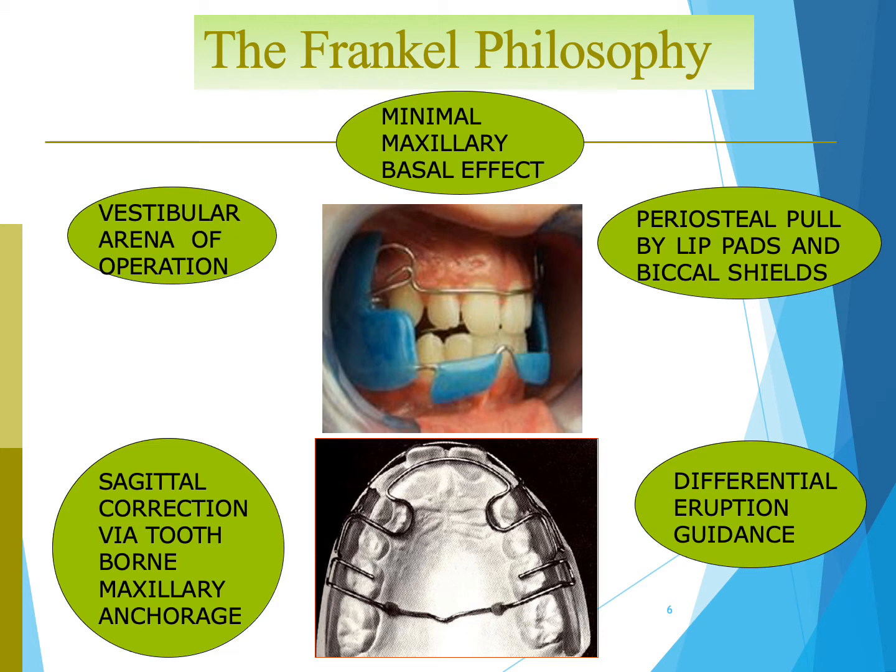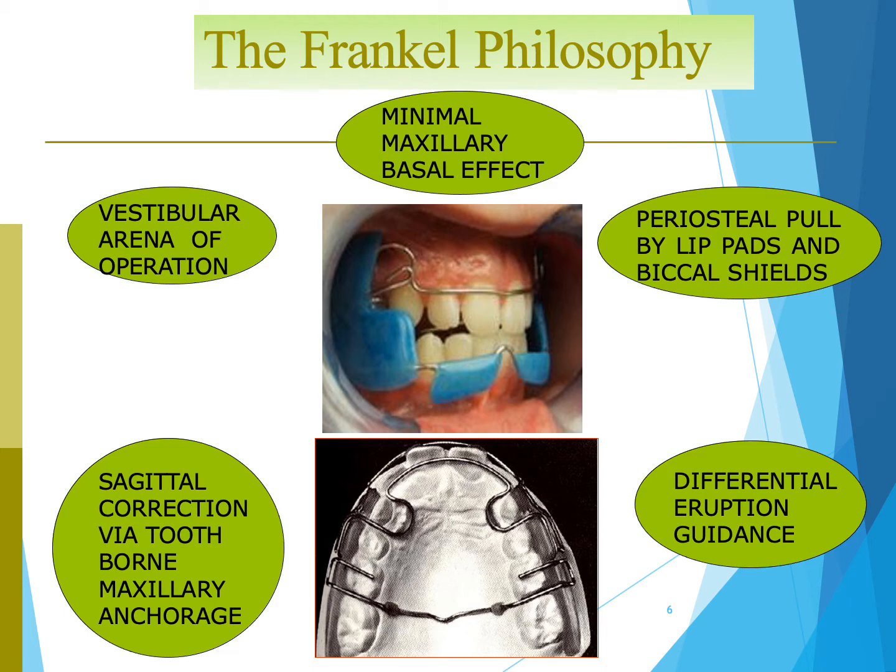Secondly, the sagittal correction via tooth-borne maxillary anchorage. The Frankel appliance is anchored firmly in the maxillary arch by means of grooves in the molar and canine regions. The mandible is positioned anteriorly by means of an acrylic pad that contacts the alveolar bone behind the lower anterior segment. This lower lingual pad acts more as a proprioceptive trigger for postural maintenance of the mandible.